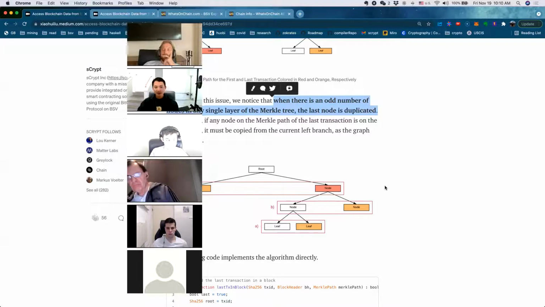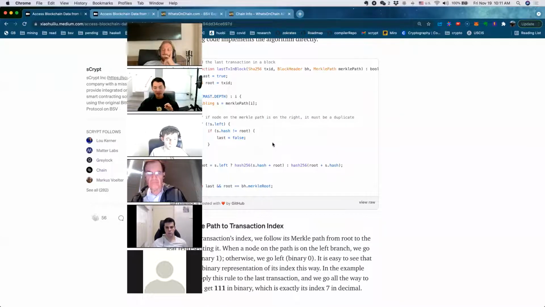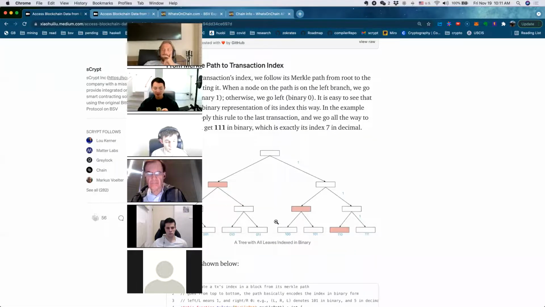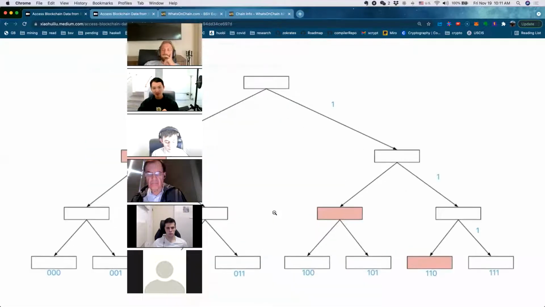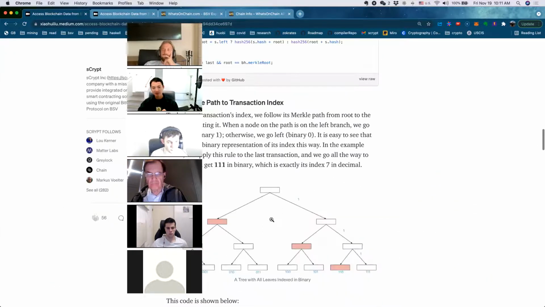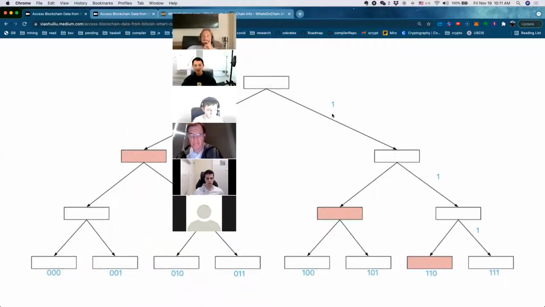Okay. Once we have this proof, we get the last transaction, and from the last transaction it's actually very easy to know how many transactions are in the block. If you look at this graph, anybody who has worked with binary trees can easily see this is how you encode it. For example, this is a binary index for all the leaves from 0 to 7. You have 8 starting from 0.